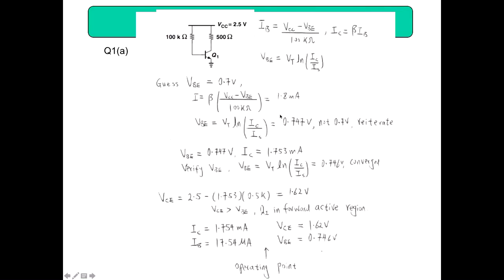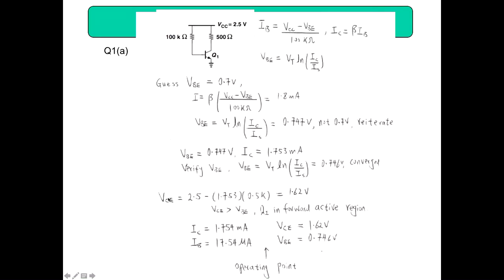0.747, that is not acceptable. Your assumption is 0.7. So then we go to iteration. We take 0.747 again as the input value, as the VB. Then again you calculate IC, 1.753 milliamps. Again put it in this equation, then your VB equal to 0.746. Because you started from 0.747, you don't have to look at your first guess. You started with 0.747, then here it is 0.746. If the third digit is varying, that is fine. That accuracy is okay. Then see, it converged, and you got your VB.